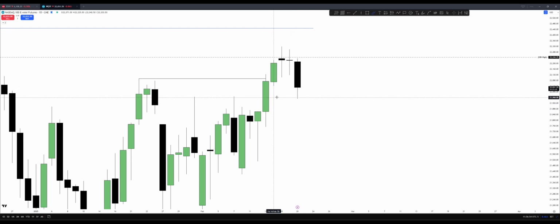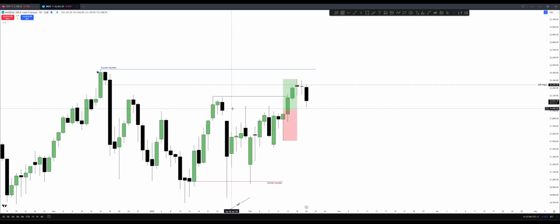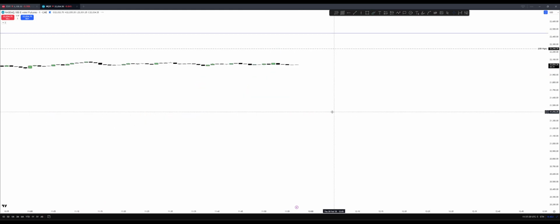Why? Because it's in a discount of the dealing range, and we have a fair value gap. So this is where price engineers liquidity, and at the same time offers smart money the chance to buy more. Smart money sells out their positions right here and buys their positions right here. Let's go to the 1 minute.